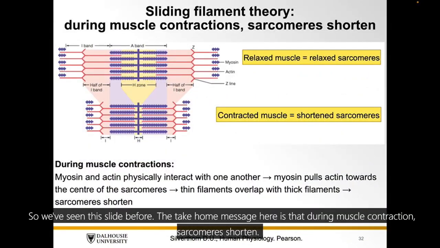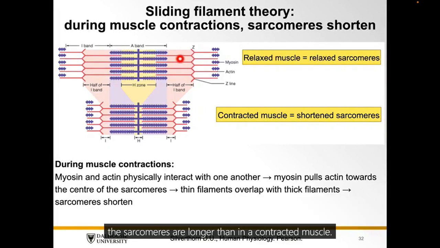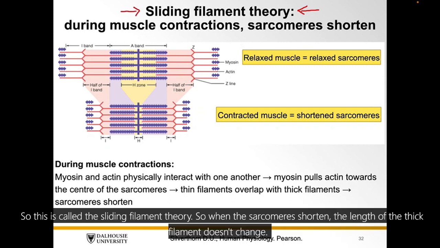So we've seen this slide before. The take-home message here is that during muscle contraction, sarcomeres shorten. And we see that here in a relaxed muscle, the sarcomeres are longer than in a contracted muscle. What is different here is that we add the name of this process. So this is called the sliding filament theory.